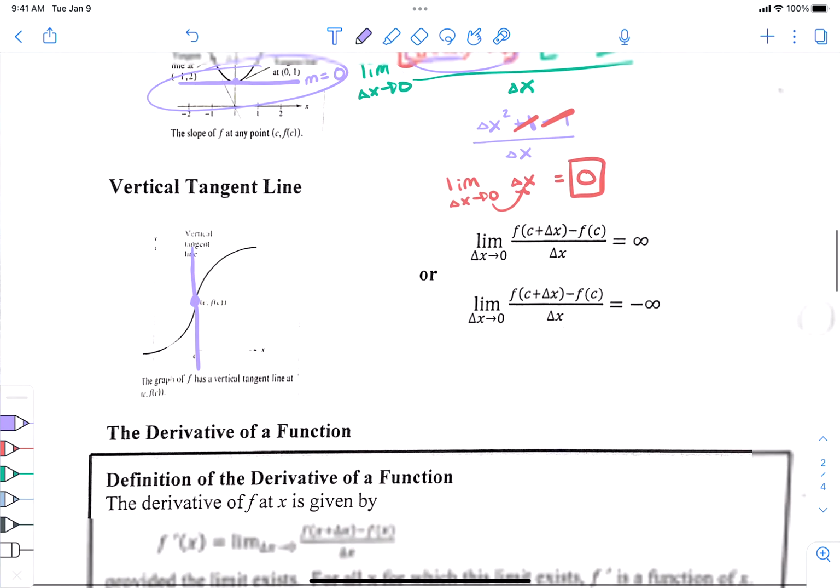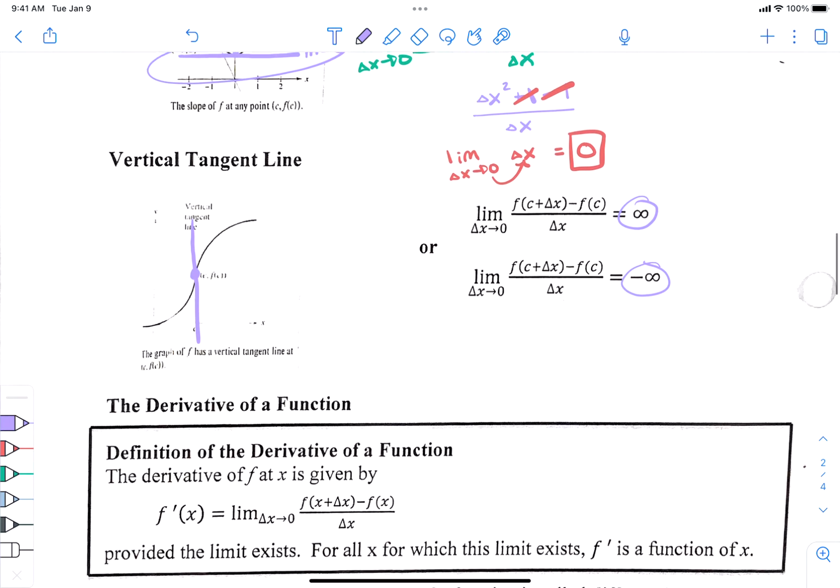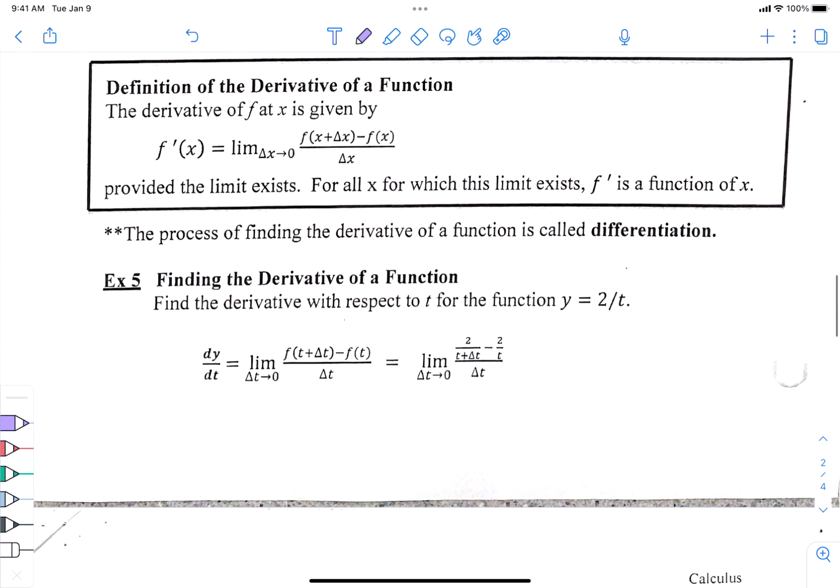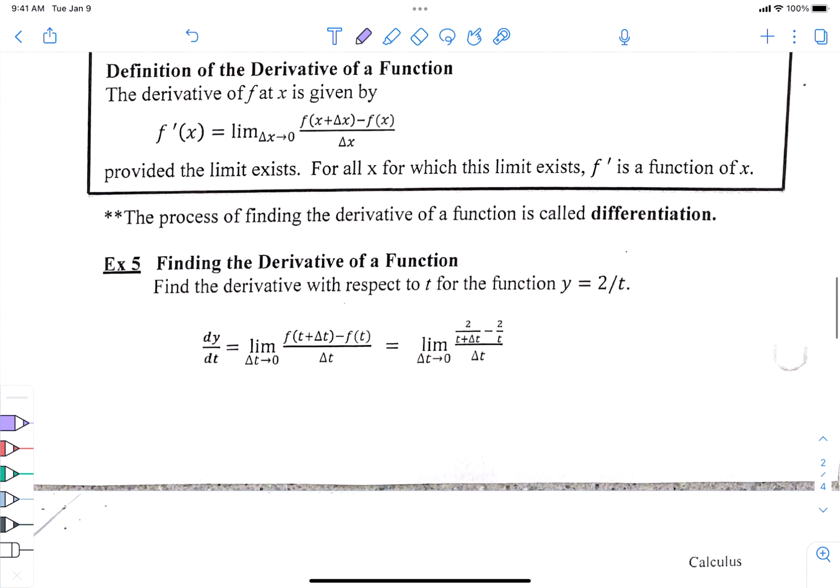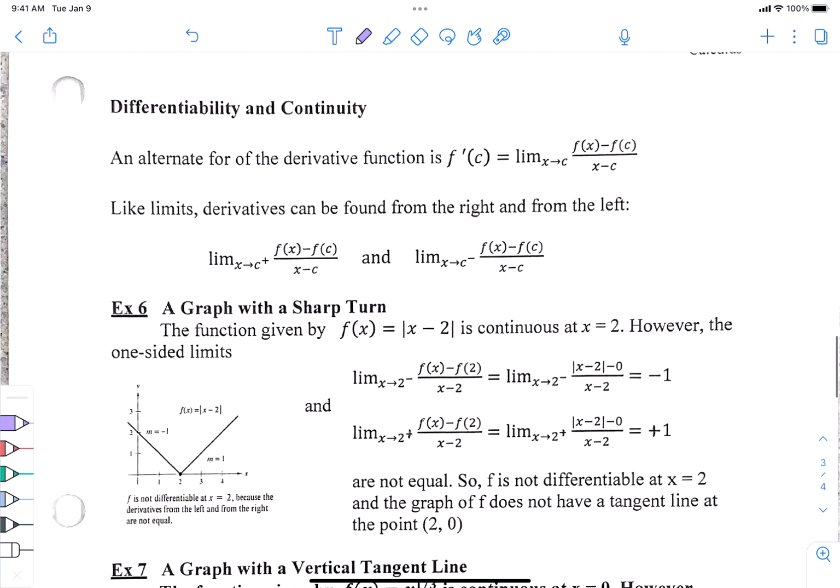In that case, it's almost like a vertical asymptote. So you have lots of limits at infinity and limits at negative infinity. That stuff happens. I'm not going to focus too much on that, but I'm just drawing to your attention that it is a thing that can happen. It is legal. Okay, let's go. We're going to skip example 5. Let's go to other things down here.